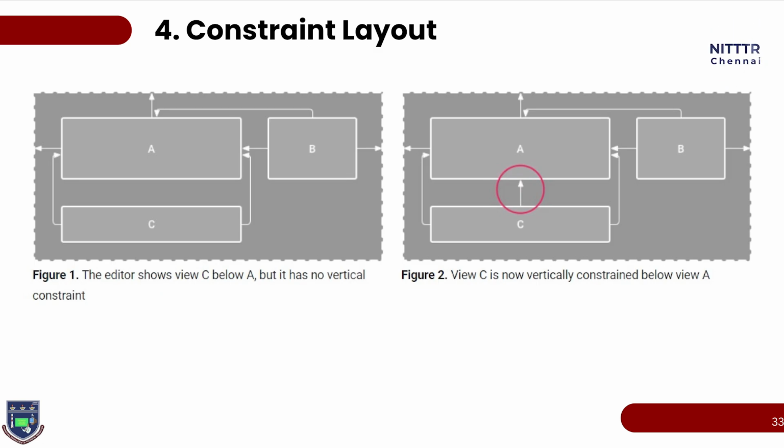Then we have a fourth option, constraint layout. The constraint layout permits the creation of complicated layouts with a flat view hierarchy. Flat view hierarchy means no nested view groups are there. It is similar to the relative layout in that all the views are set up according to the relationship between the sibling views and the parent layout.